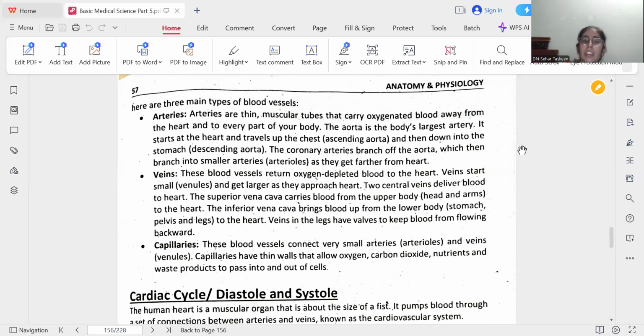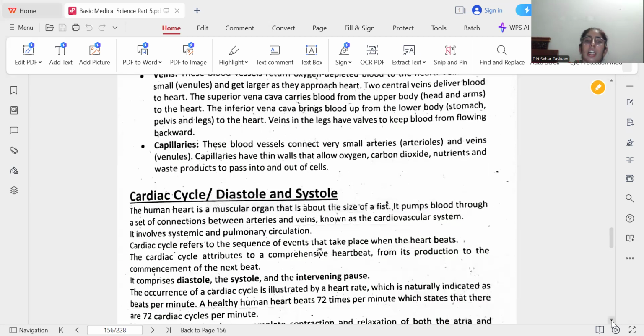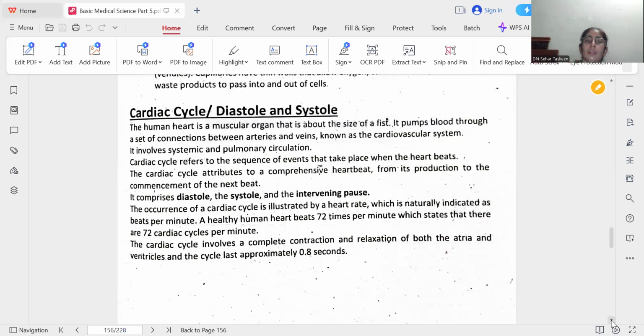Capillaries: these blood vessels connect very small arteries, arterioles, and veins, venules. Capillaries have thin walls that allow oxygen, carbon dioxide, nutrients, and waste products to pass into and out of the cell. Cardiac cycle, diastolic and systolic.